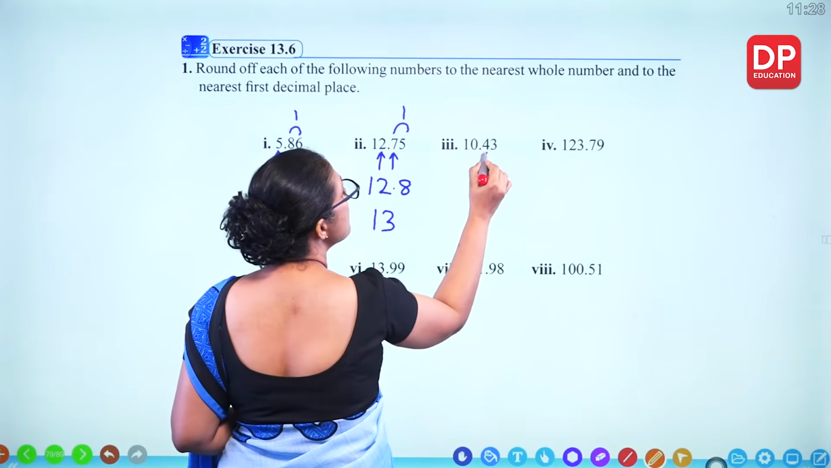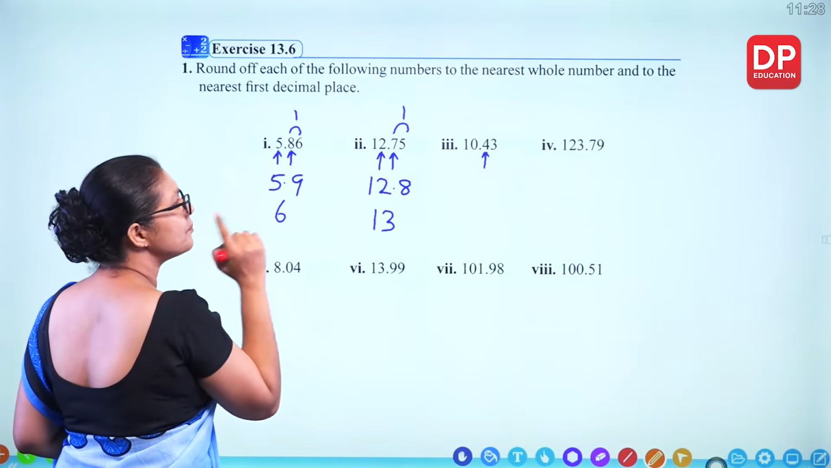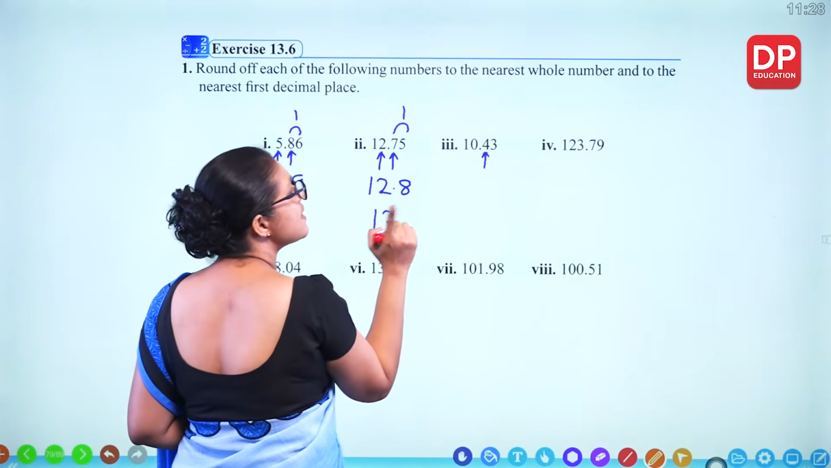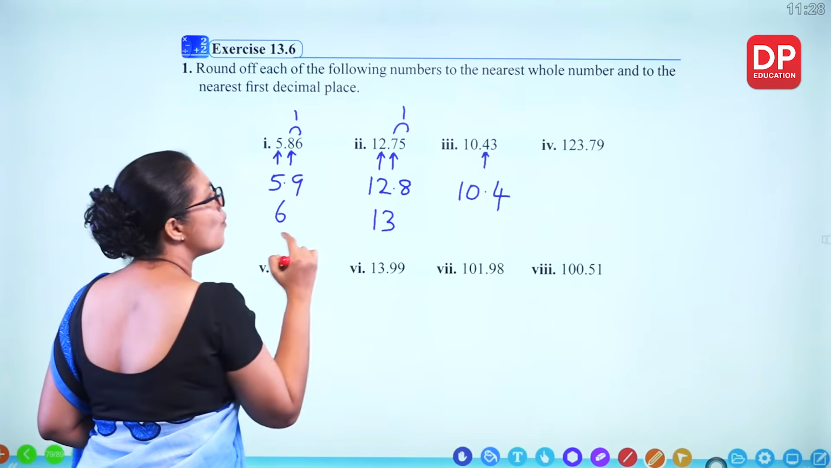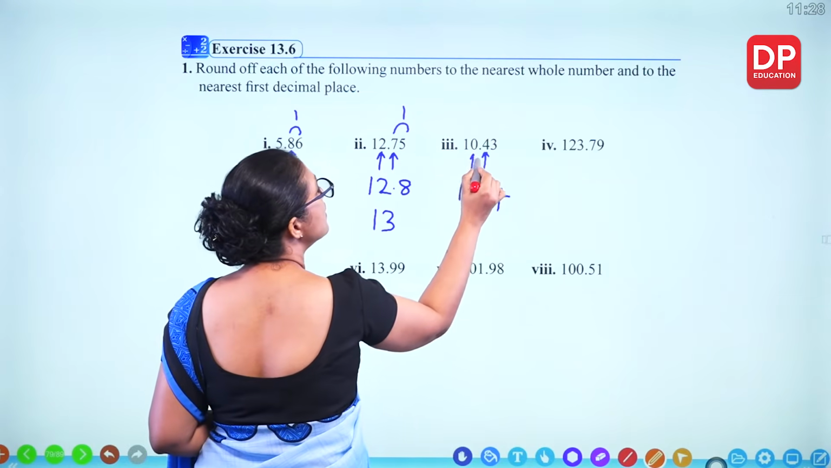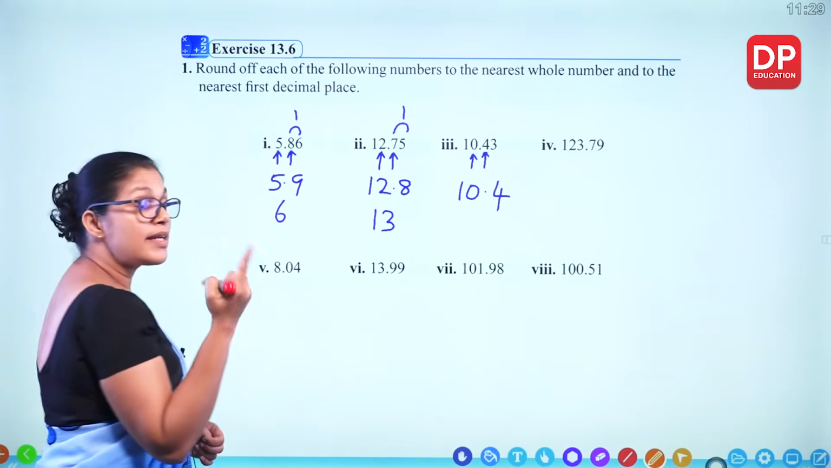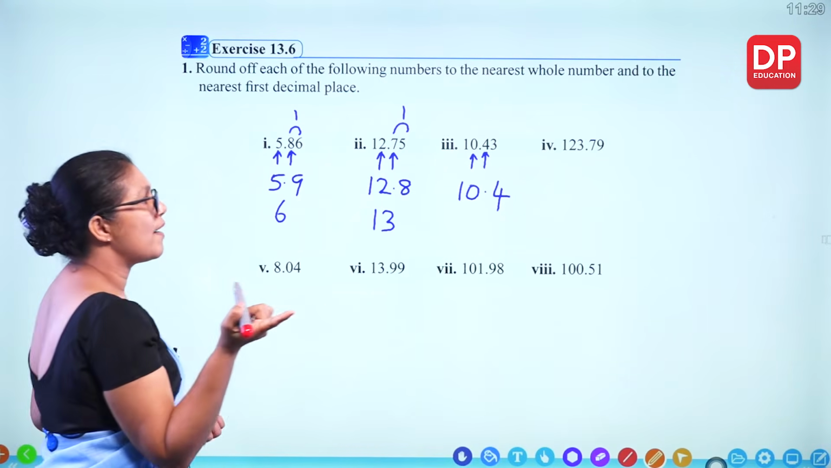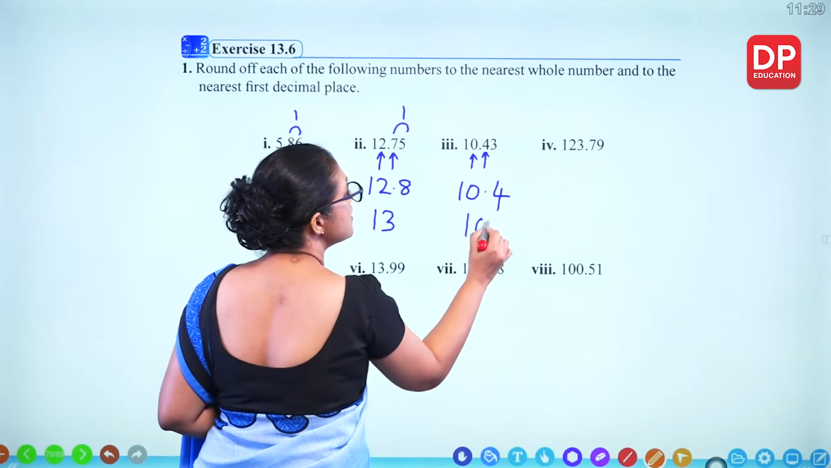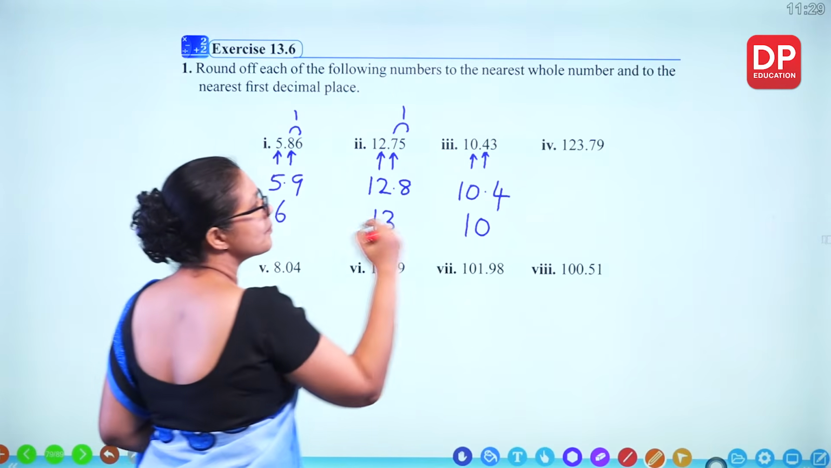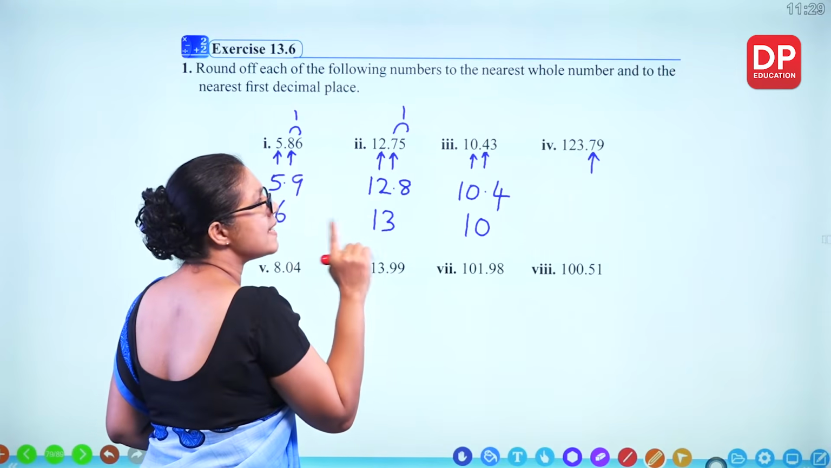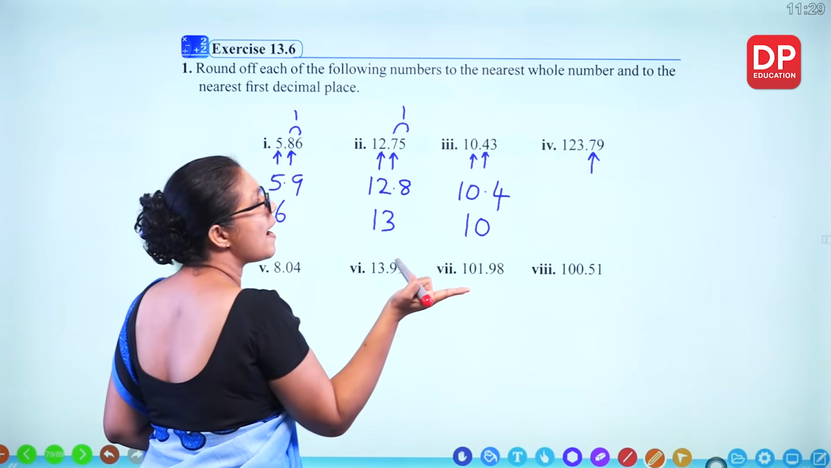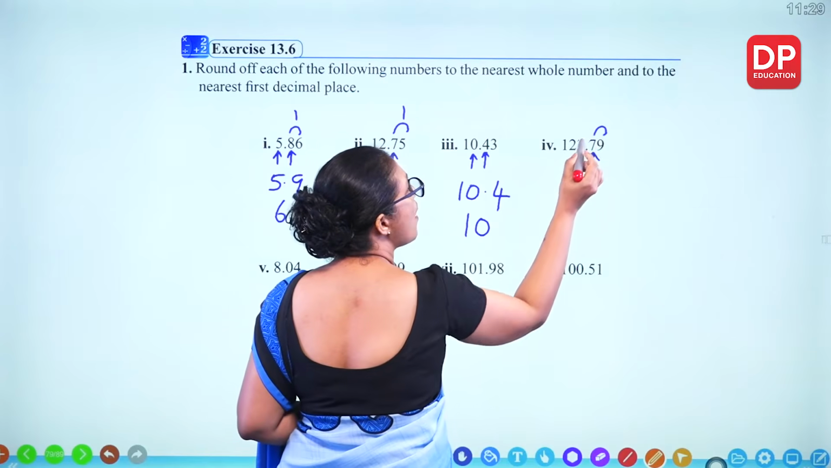10.43, first decimal place is here. So the next number is less than 5, so you don't add. 10.4. Whole number, the right hand side number is less than 5, so we don't add. So this number is 10. This one, this is the first decimal place. Next number is more than 5, so you need to add 1.